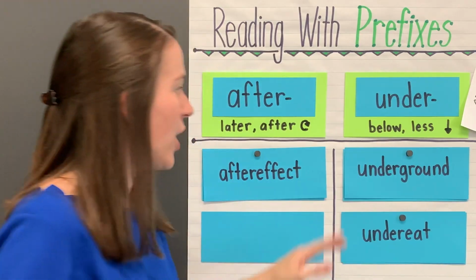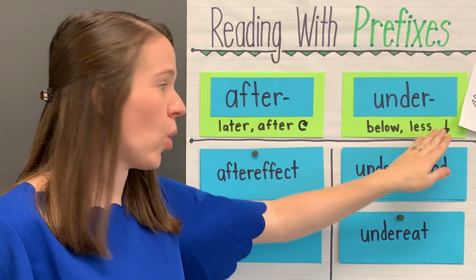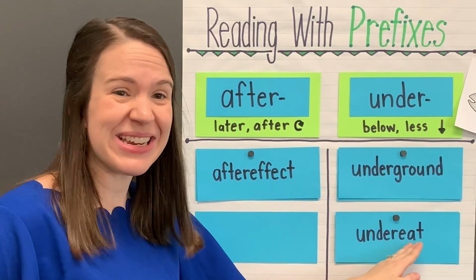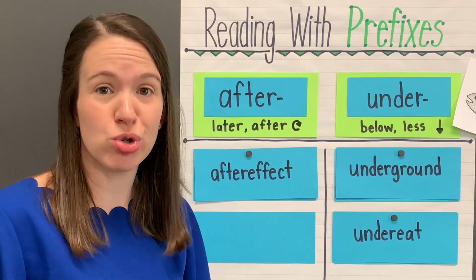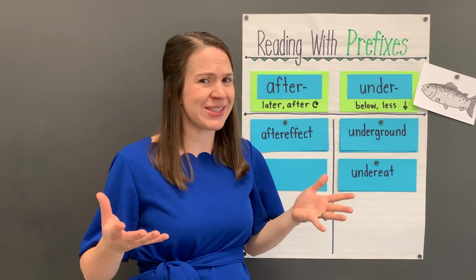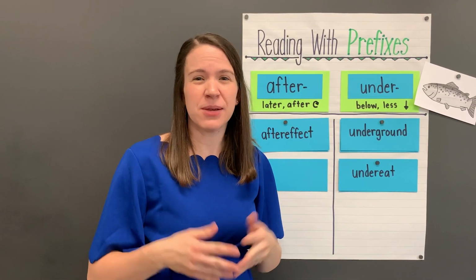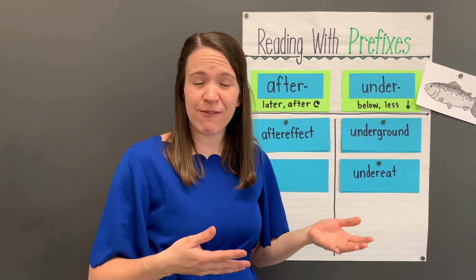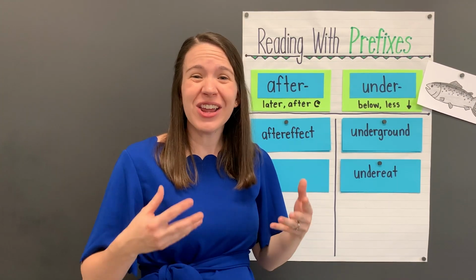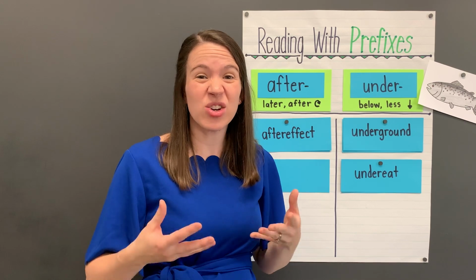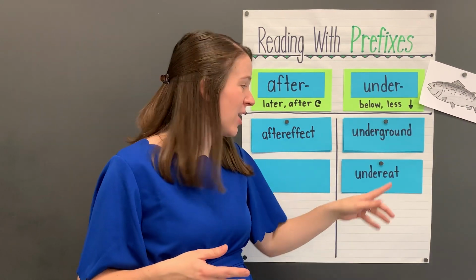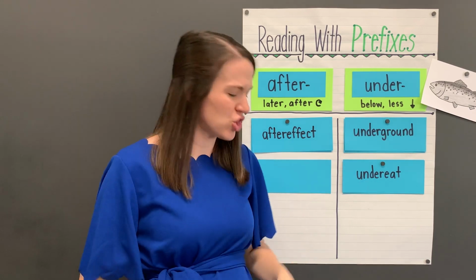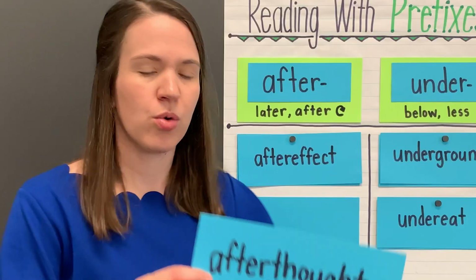We know that under means below or less. So undereat means to eat less than you should. Chinook salmon that live in the Great Lakes mostly eat alewives, which are a type of prey fish. So when there aren't enough alewives in the Great Lake, those salmon undereat, which really hurts those fish. Let's try another word together. Read with me.